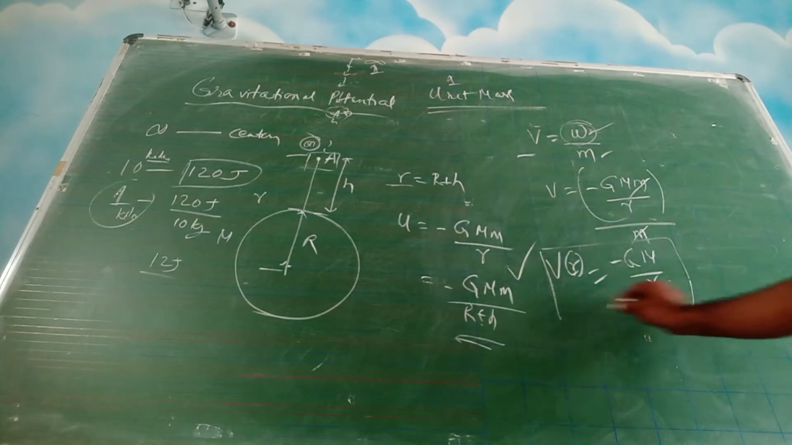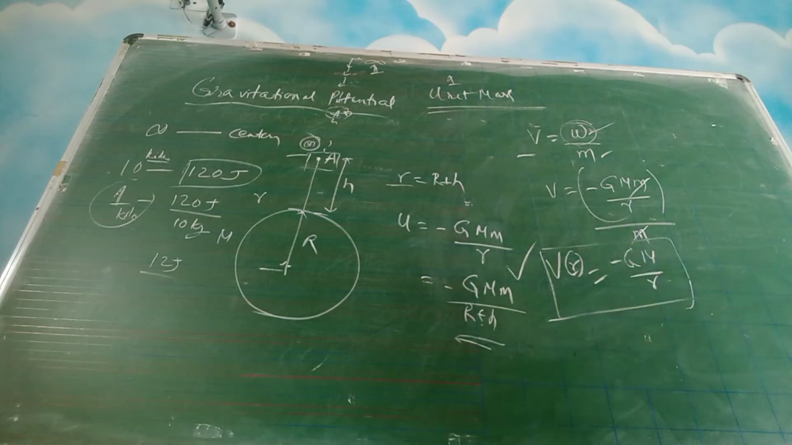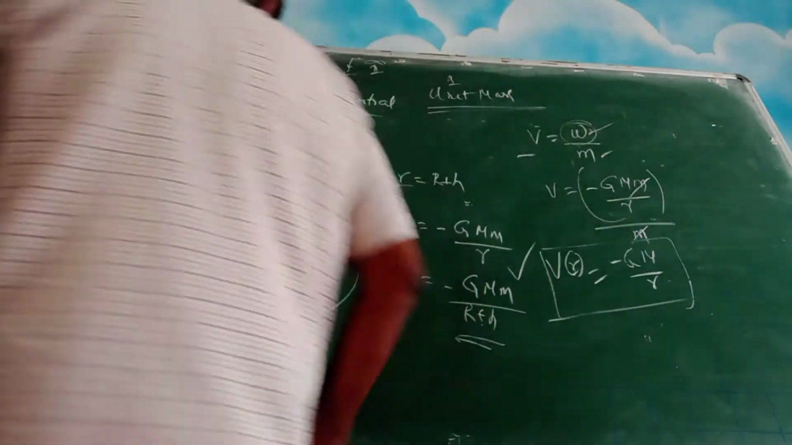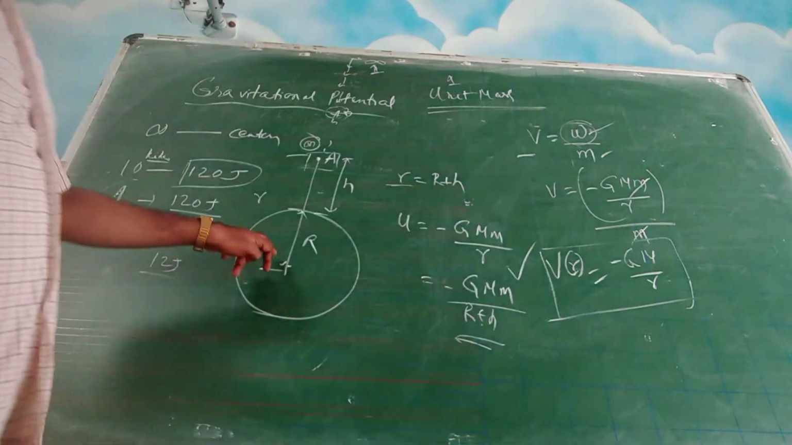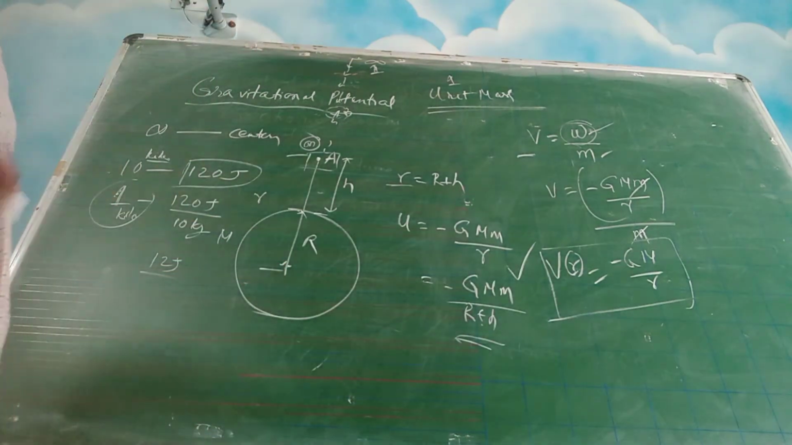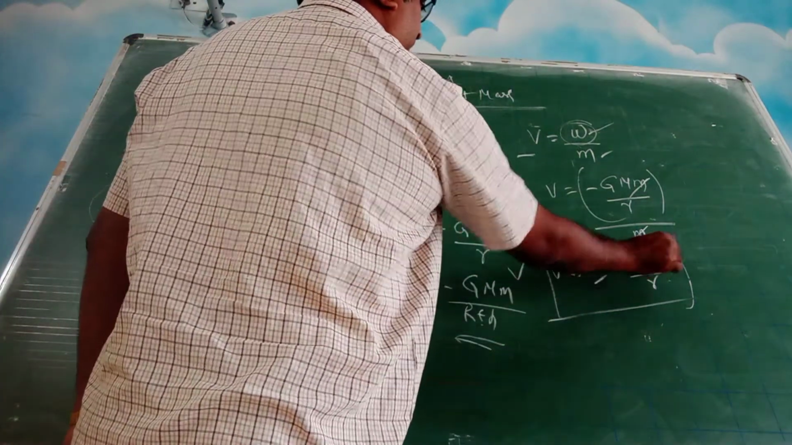What is V of R? Potential at a point R distance from the center of the earth. If you want to find that out, the formula is minus G M by R.